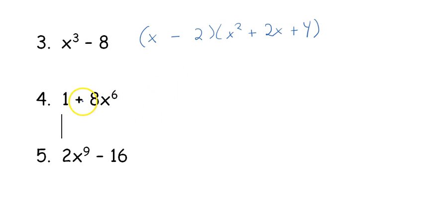Alright, moving to number 4. This one has a plus. 1 is a perfect cube. It's also a perfect square. It's perfect with pretty much every power. 8 is a perfect cube, as we just used, and 6 is divisible by 3. So I'll show you how that works.